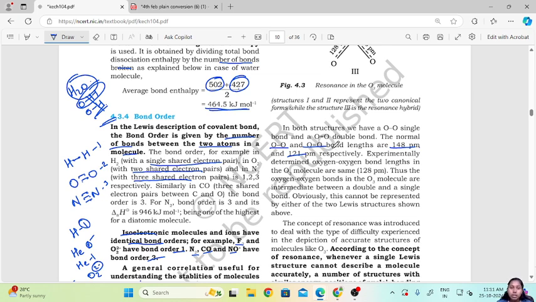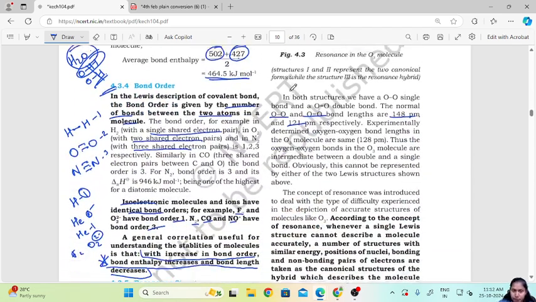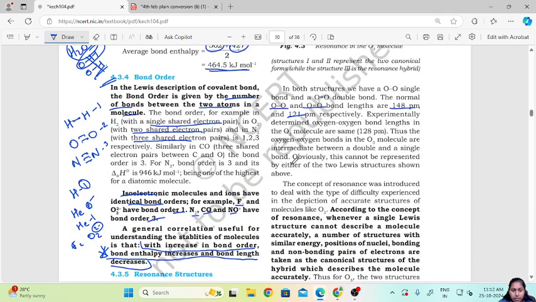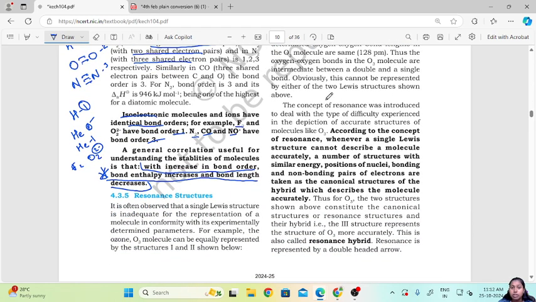Now, since both the bonds are intermediate, you can have a structure like this, or you can have a structure like this. Both the structures can exist in the environment. Obviously this cannot be represented by either of the two Lewis structures shown above. The concept of resonance was introduced to deal with the difficulty experienced in the depiction of the accurate structure of molecules like O3.